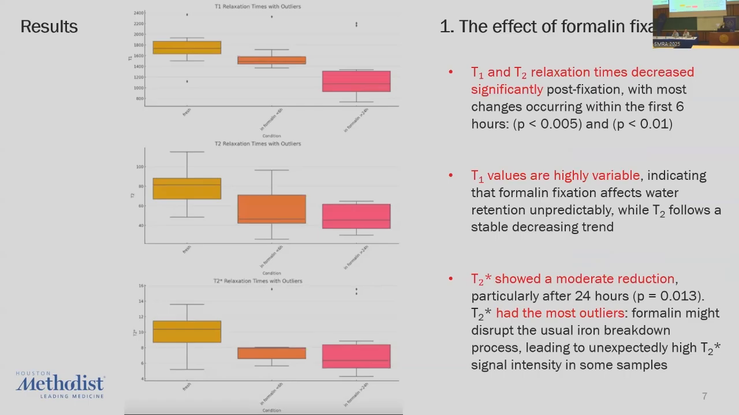Here are some of our results. First, the effect of formalin fixation. We found that T1 and T2 relaxation time decreased significantly post-fixation, with the most changes occurring in the first 6 hours. T2 values followed a stable decreasing trend, while T1 values were highly variable, indicating that formalin fixation affects water retention unpredictably. T2 star value showed a moderate reduction, and this value had the most outliers, which indicated that formalin might disrupt the usual iron breakdown.